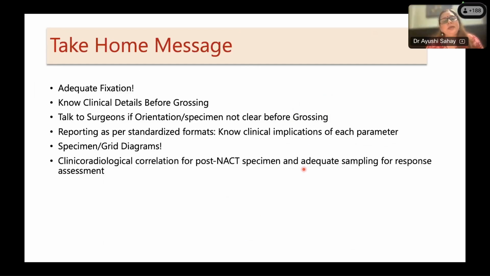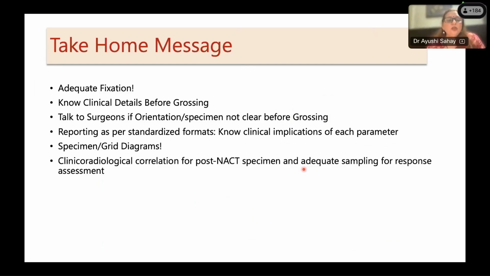So basically, my take home message for the grossing talk today is, first of all, adequate fixation, very important. Please do make it a good lab practice to have good fixation in the breast tissues. ER, HER2 are very dependent on it, and be sure that this has to be conveyed through you to the surgeons also, that the specimen has to reach the lab in time.